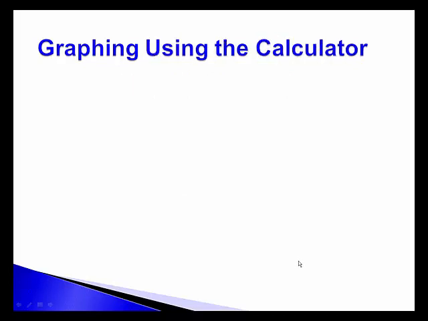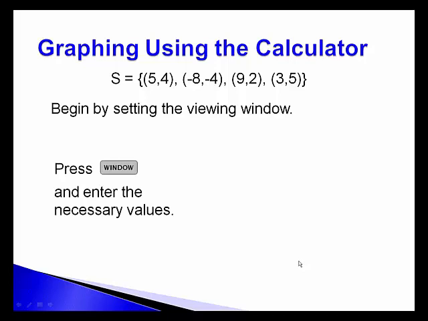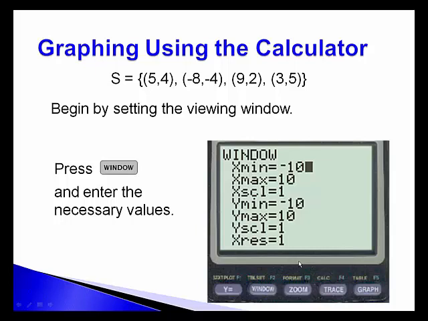Next, we want to try to graph using our calculators. Let's take a different set of ordered pairs of numbers, and let's plot them on our calculator. We'll begin by setting the viewing window on our calculator. We do this by pressing Window and entering the necessary values. When you press Window, your screen may come up looking like this. Yours may have different values in them, but you should see those items: X-min, X-max, X-scale, Y-min, Y-max, Y-scale, and X-res. Let me go on and let you know right now we will not be doing anything with the X-res, but we will talk about each of the other different fields.